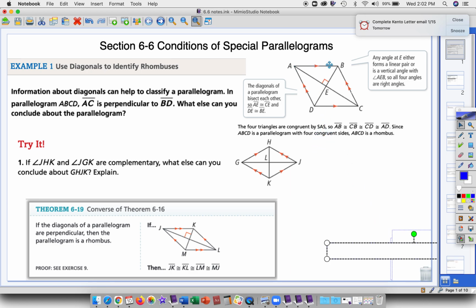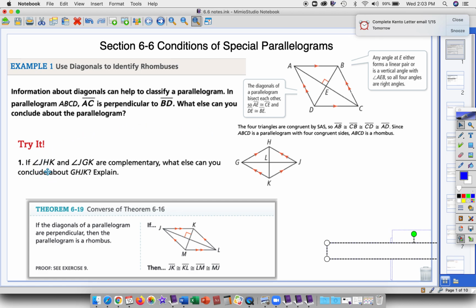So we know that AB is congruent to CB, and CD is congruent to AD. Okay, so since it's a parallelogram with four congruent sides, we know that it's a rhombus.